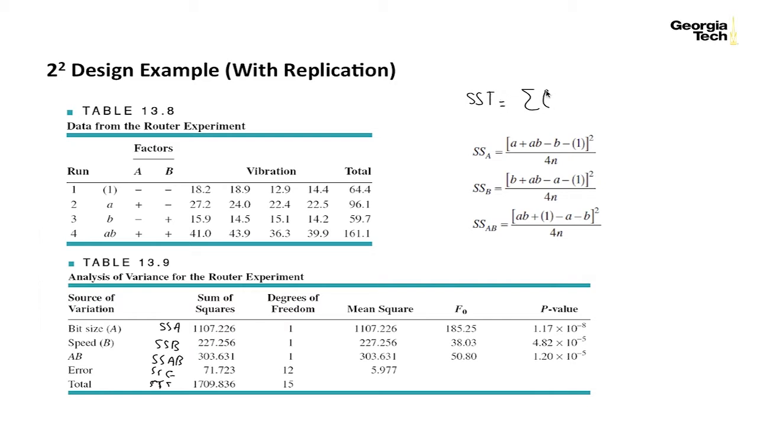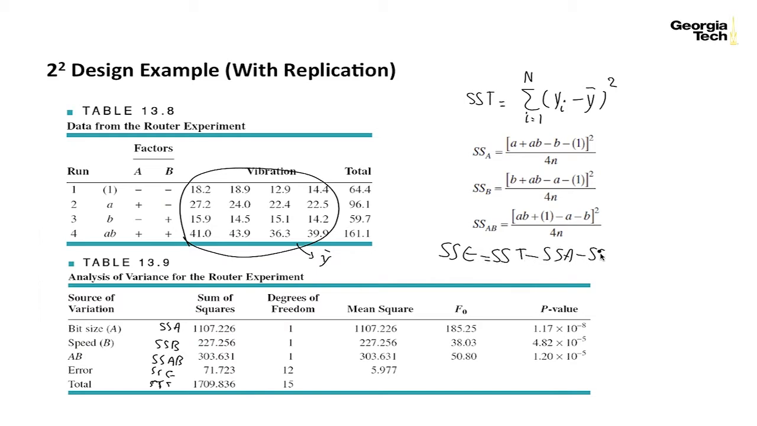For sum of squares total, we can easily find it by this equation. You pool all data together, everything, from 1 to capital N. You combine them, then you take the average, that's going to be y bar, and each component minus the average squared, and you add them up, then you get the sum of squares total. And sum of squares error would be sum of squares total minus SS of A minus SS of B minus SS of AB.